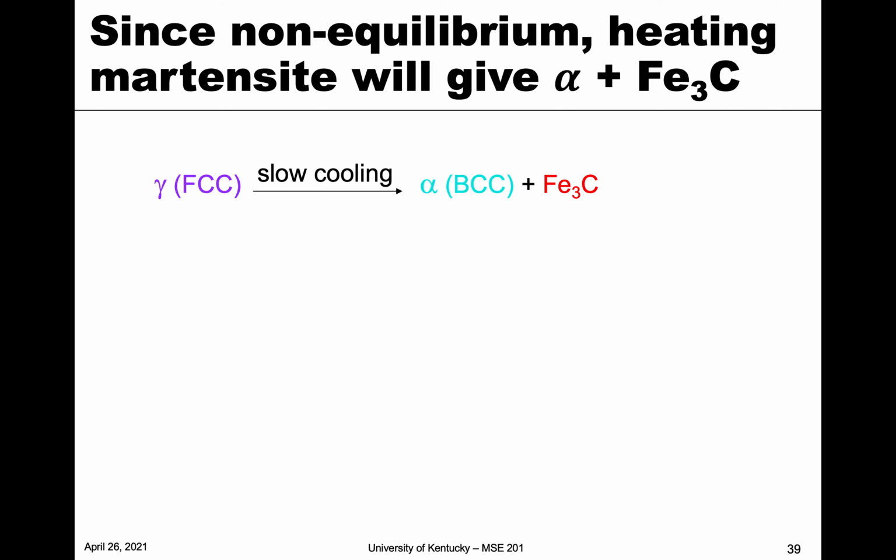So let's go over some of the different scenarios here that we can have for these different phase transformations. So we're always starting with austenite at the highest temperature, which has the FCC structure. If we slow cool it, we get ferrite and cementite in some form. If we quench it, we get martensite, which is the BCT structure, as opposed to the BCC or the FCC.